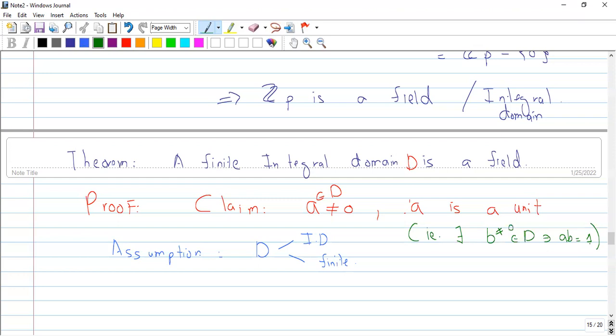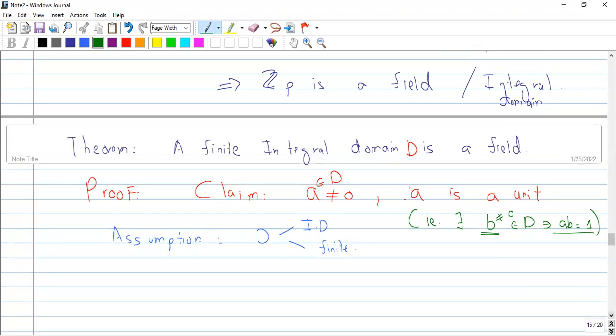Whatever work I do now, I will try to construct an element B such that its product with A is equal to 1, because I want to show A is a unit. So this is my task: I want to construct an element B such that its product with A should be equal to 1. Okay, so this is my task.